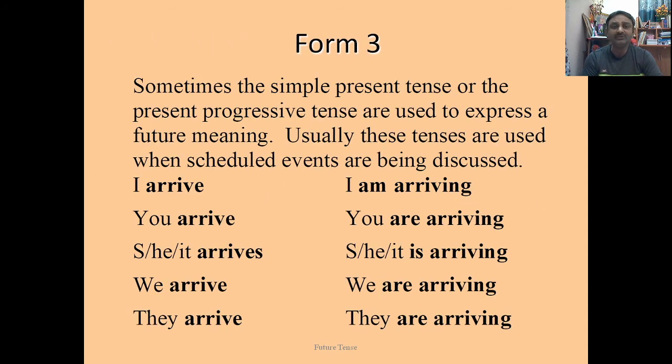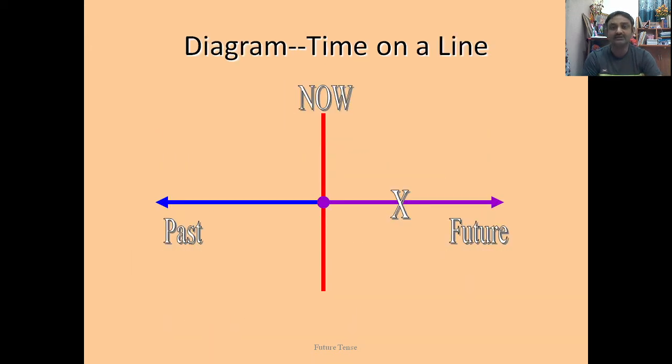Now the third form is sometimes the simple present tense or the present progressive tense are used to express a future meaning. Usually these tenses are used when scheduled events are being discussed. Like I arrive, I am arriving. You arrive, you are arriving. She, he, it arrives. She, he, it is arriving. We arrive, we are arriving. They arrive, they are arriving.